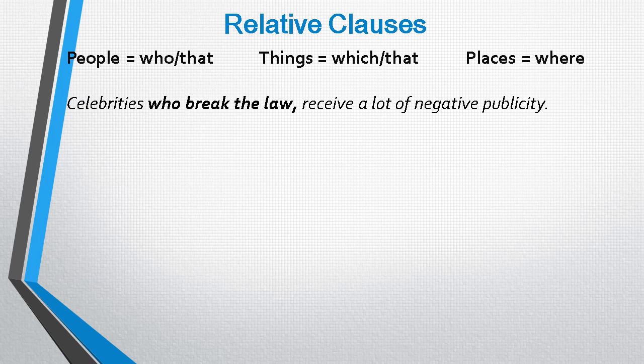Notice also that the subject-verb agreement works. So the subject is celebrities, and we've got the correct form of the verb, break, here. So celebrities who break. Imagine if it was a celebrity, we can't say a celebrity who break. It would have to be a celebrity who breaks the law receives a lot of negative publicity. So you just need to be careful that your subject and verb agreements match up. So do they have S's or not?